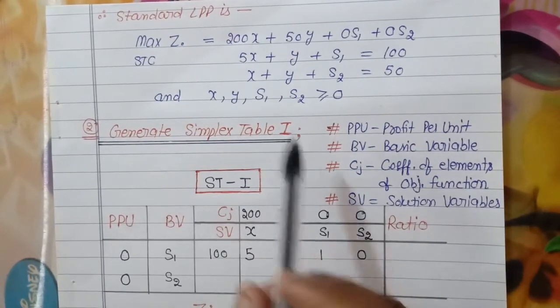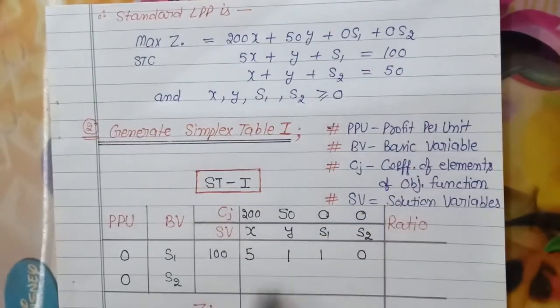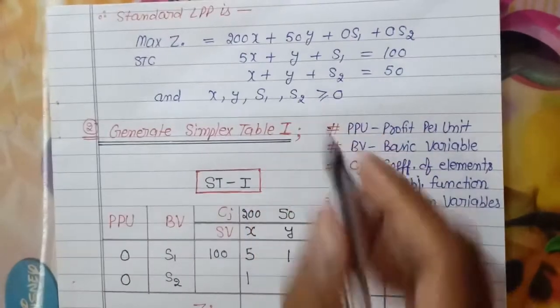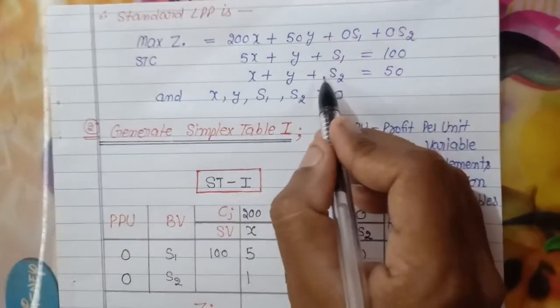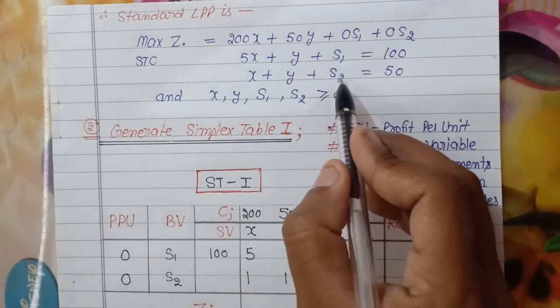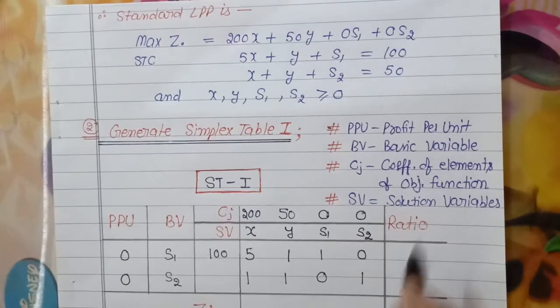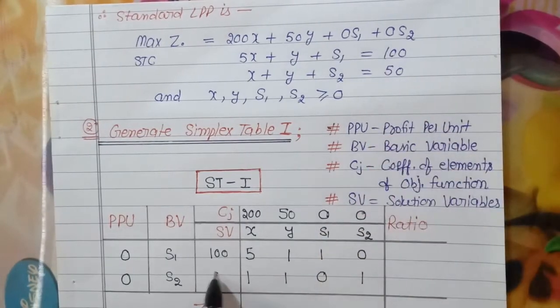Okay, now similarly we have to use this row also here. The coefficient of x here is 1, the coefficient of y is 1, there is no S1, so the value of S1 here is 0, and there is an S2, so the coefficient of S2 is 1. Okay, now this 50 has to be written here in front of the second row.